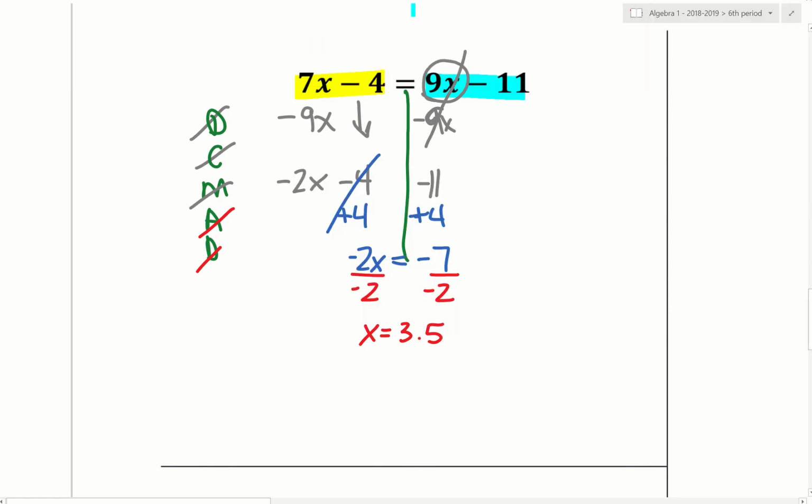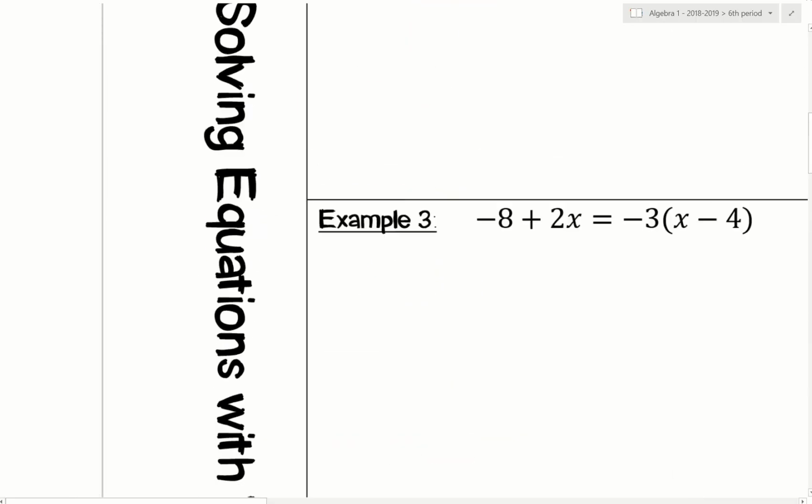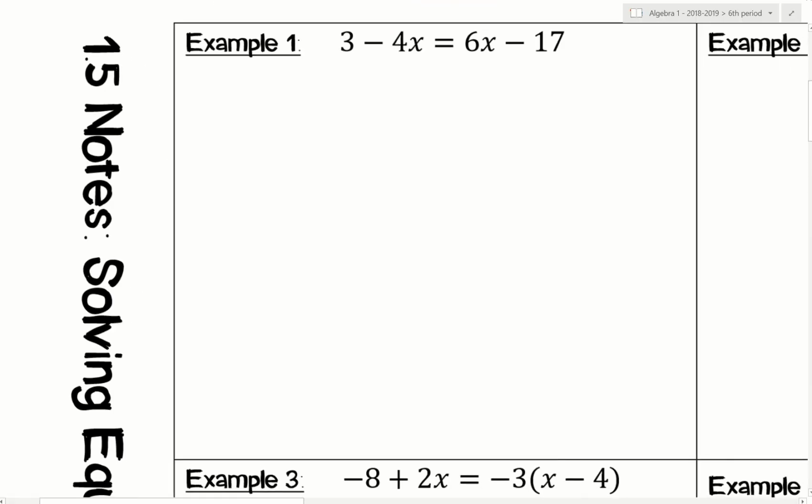With your partner, you're going to go inside the foldable and do example 1. Ready, set, go. You can work by yourself. It's okay.